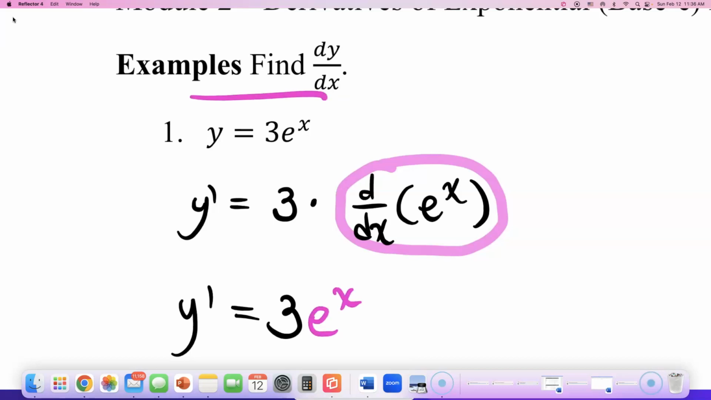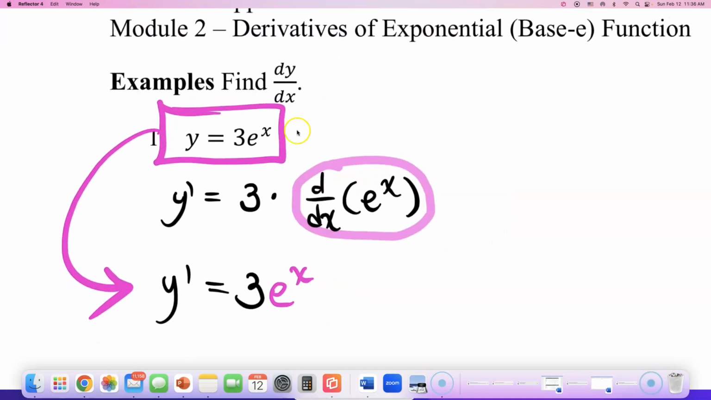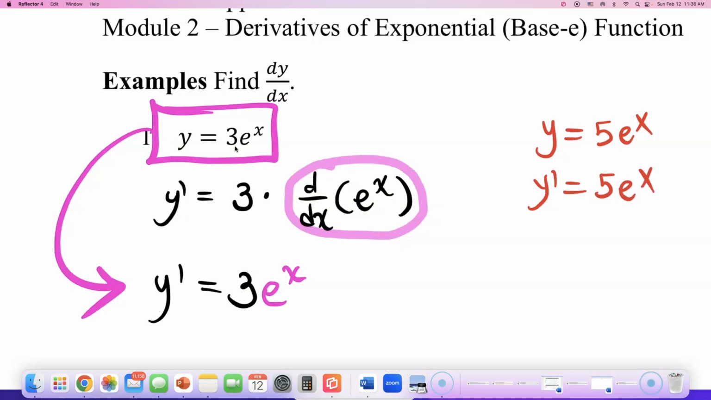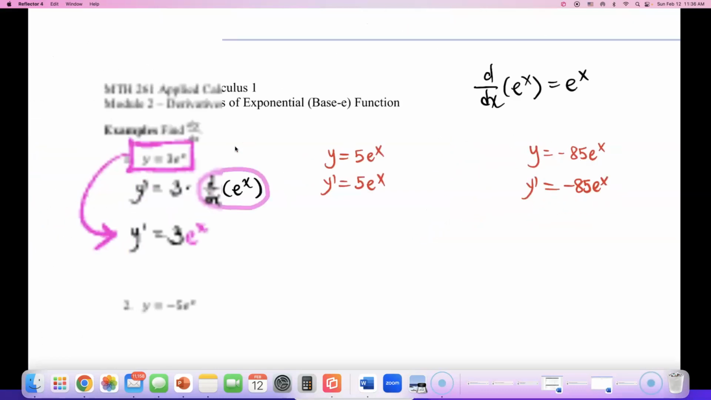So look, exactly the same, okay? If it's just a constant in front of it, the derivative is going to be the same. So I can make up hundreds of these questions exactly the same. Like let's say y equals 5 e to the x. Well, guess what? The derivative is 5 e to the x. If I say that y is equal to negative 85 e to the x, whatever the number is, the derivative is going to be exactly the same if it's just a constant in front of it, okay?